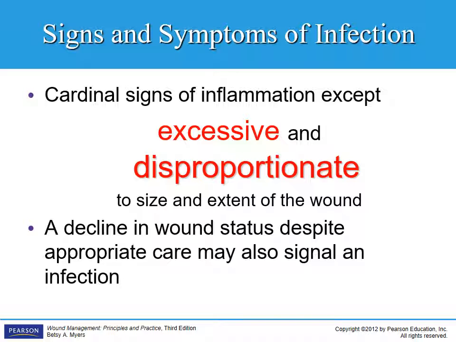So as we go through these signs and symptoms, when you're going through the inflammatory phase, you're going to see redness, but you're not going to see redness to the point that you'll see when there's infection. You're going to see a little swelling, but it won't be to the proportion that you'll see when there's infection. So all of the cardinal signs of inflammation are going to be there, and they're going to be there in a huge way when there's an infection. And also when you see a decline in the wound status.